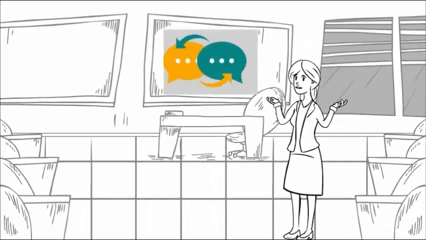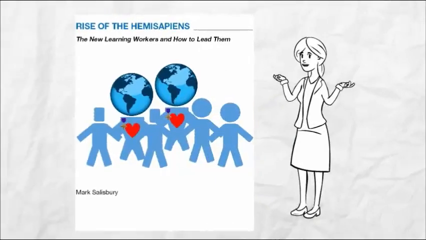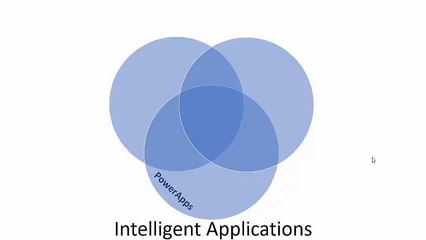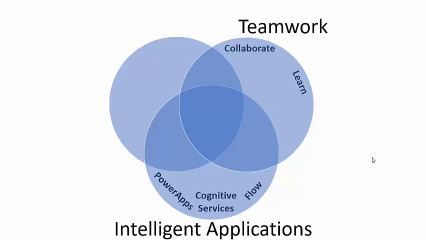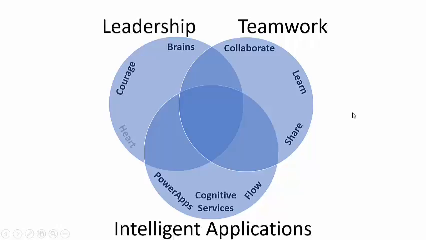These new intelligent applications will usher in a new economy where people learn and machines do the work. Mark Salisbury's Rise of the Hemisapiens tells how individuals, teams, and their organizations can embrace these new technologies and the change needed to be successful in this new learning economy. It tells how workers can use these new technologies to develop intelligent applications that can capture their learning and share it. It also shows how teams can focus on collaboration, learning, and sharing their learning. And most importantly, it tells how to lead these new learning workers in growing their brains, courage, and heart to be successful in the new learning economy.